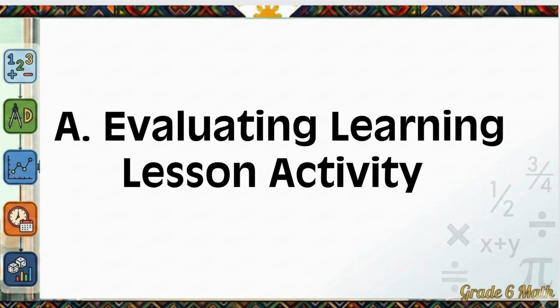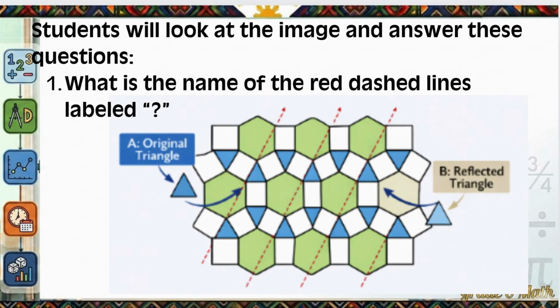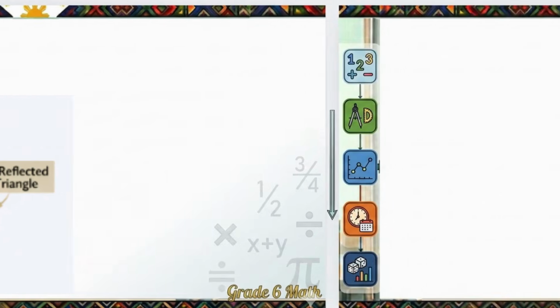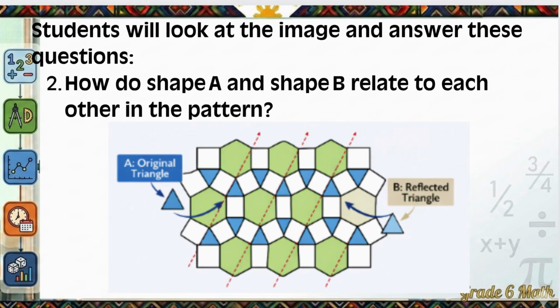Evaluating learning. Lesson activity. Students will look at the image and answer these questions. Number 1. What is the name of the red dashed lines labeled? Number 2. How do shape A and shape B relate to each other in the pattern?